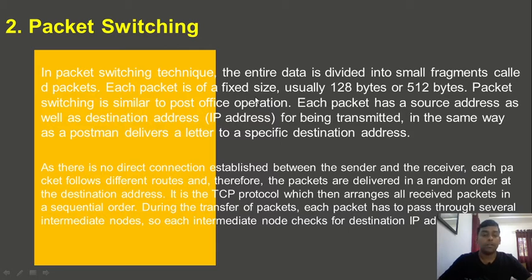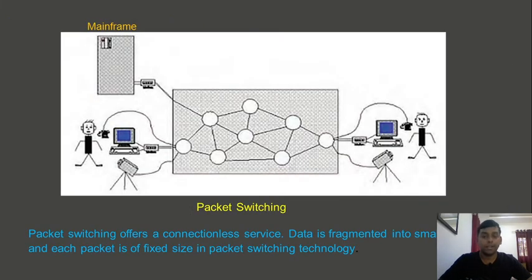There is no direct connection established between the sender and the receiver. Each packet follows different routes, and therefore the packets are delivered in a random order at the destination address. It is the TCP protocol which then arranges all the received packets in sequential order. During the transfer of packets, each packet has to pass through several intermediate nodes. So each intermediate node checks for the destination IP address. Here is a diagram showing that.